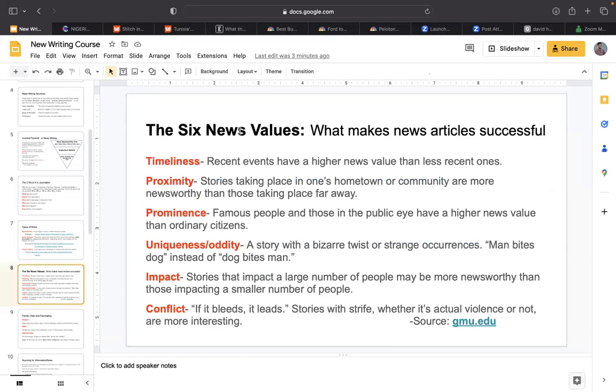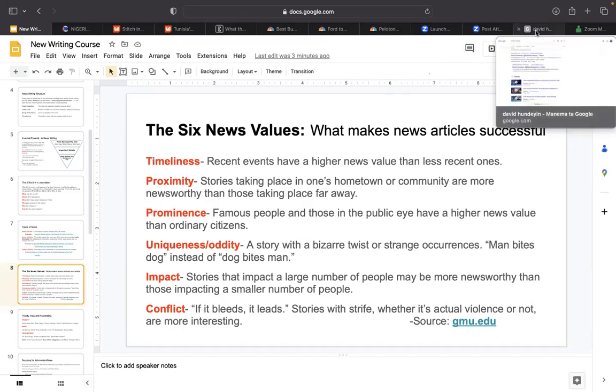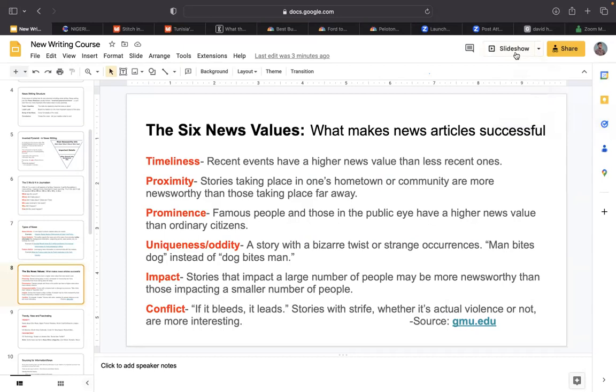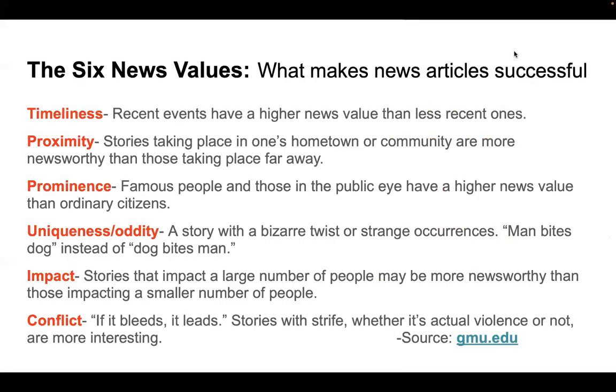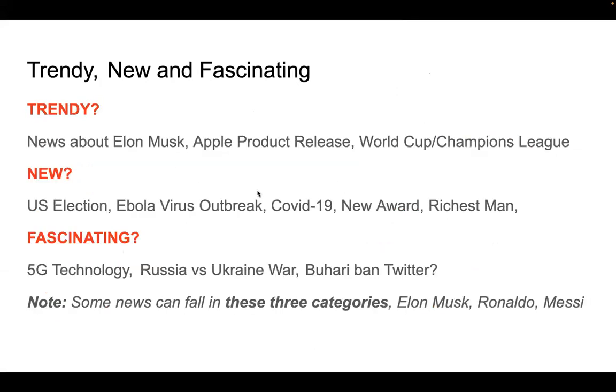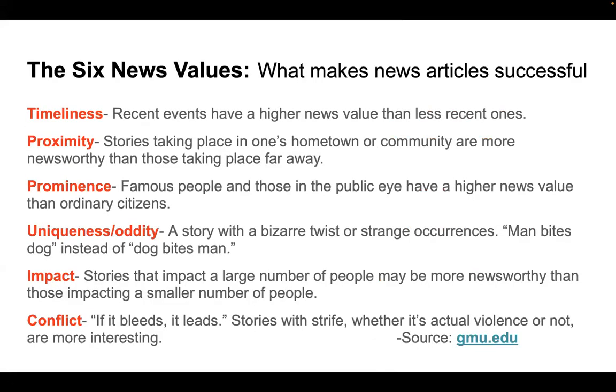Now, these are news values. What makes news articles successful? Headline. The timeline, or timeliness. Recent events have a higher news value than less recent events.